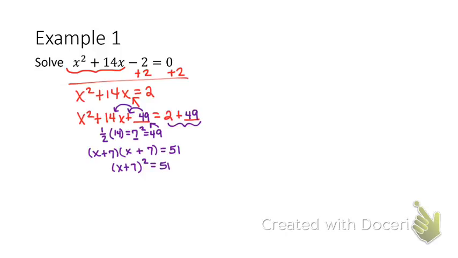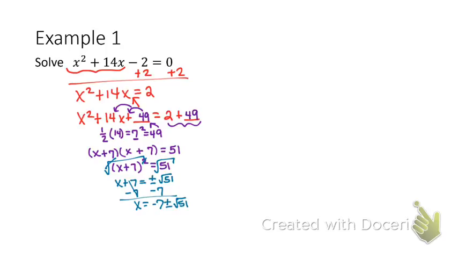Now this problem here is what we've been doing in class. So how do we get x by itself? We're going to take the square root of both sides, and so you get x plus 7 equals plus or minus the square root of 51, because remember the square and the square root will cancel each other out. Solve for x, so just subtract the 7, and you end up getting x equals negative 7 plus or minus the square root of 51.